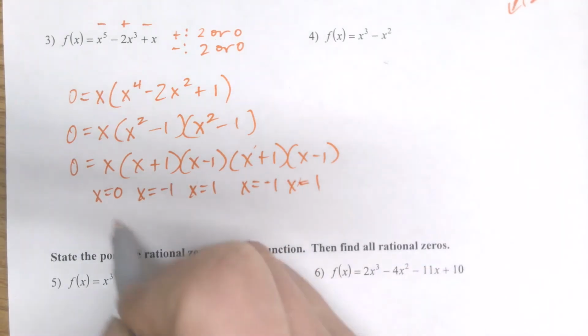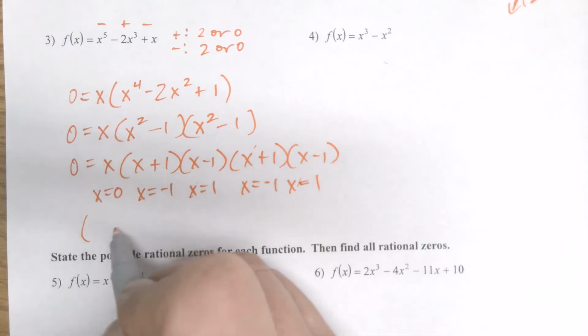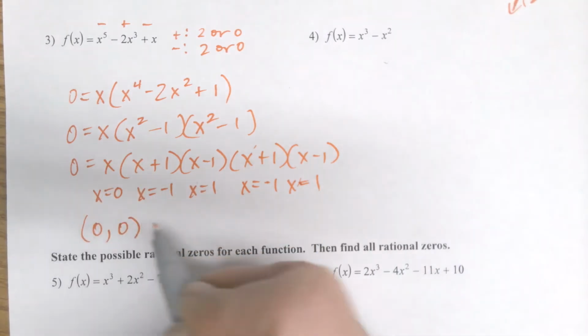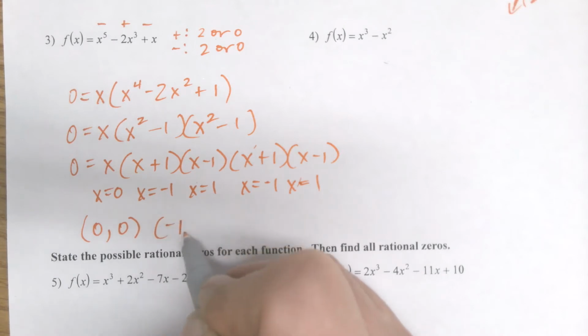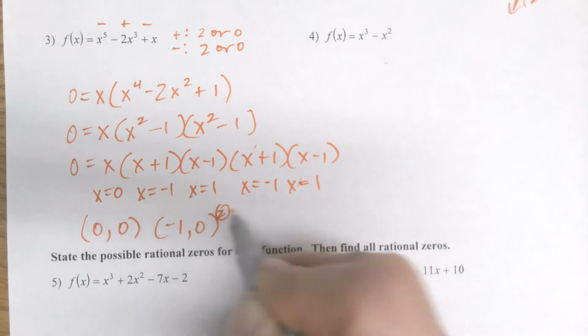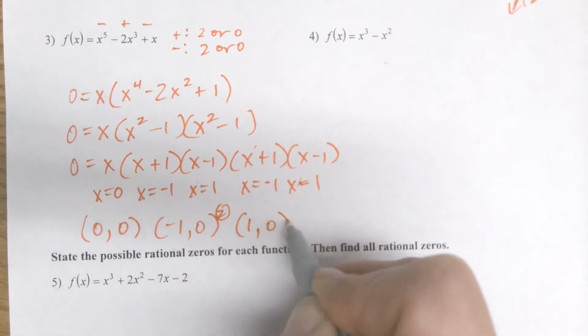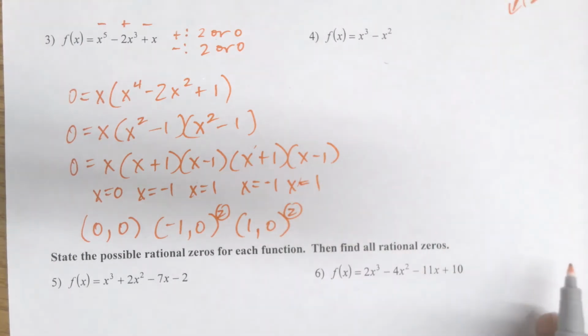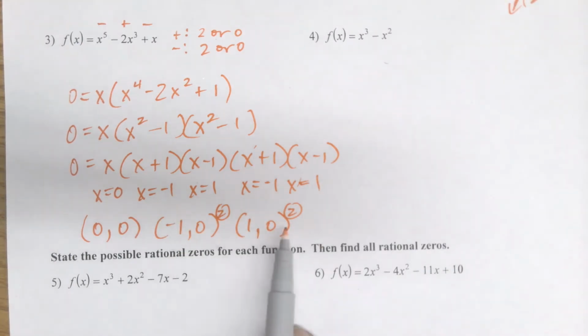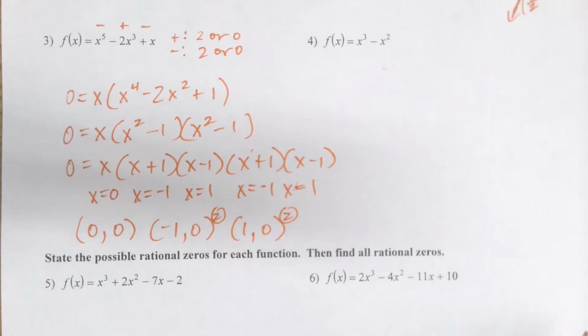So again, when I set my zeros up, it's 0, 0. Negative 1, 0, but that one shows up twice, and positive 1, 0, and that one also shows up twice. So there are my zeros, and I have 2 zeros of multiplicity.